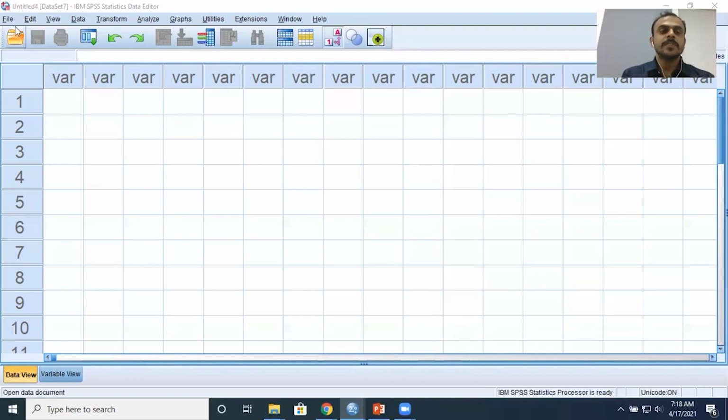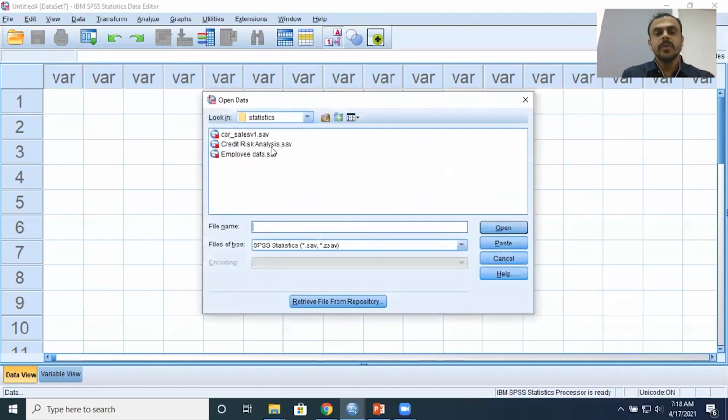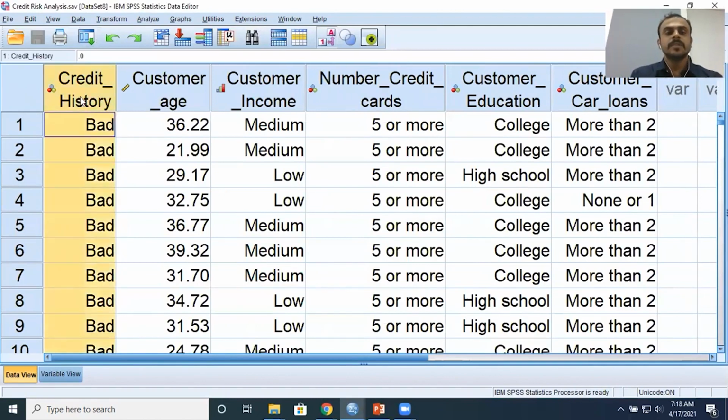To do this, let me just pull a very simple data set. I'll be going to file, open, data. You have credit risk analysis. Please click on this and choose the option open, right? You quickly see a new data set pop up. This is basically the credit rating of an individual. You have a few bad credit. The first individual is a bad credit risk.